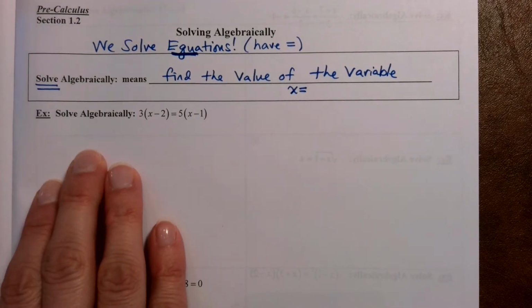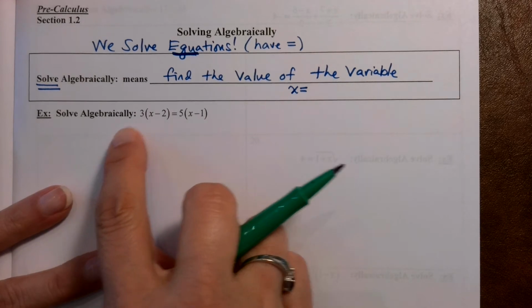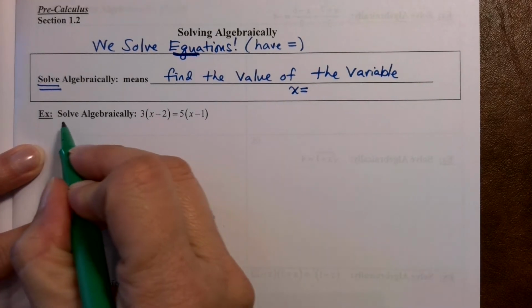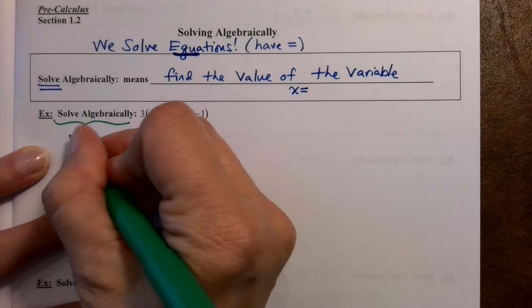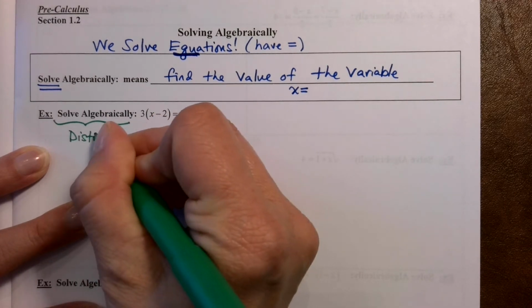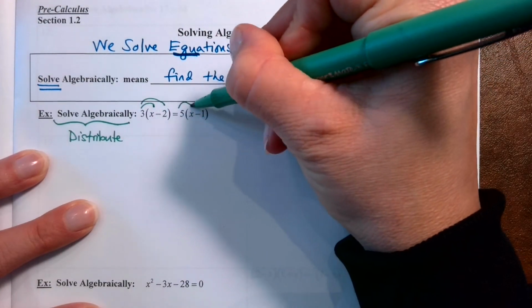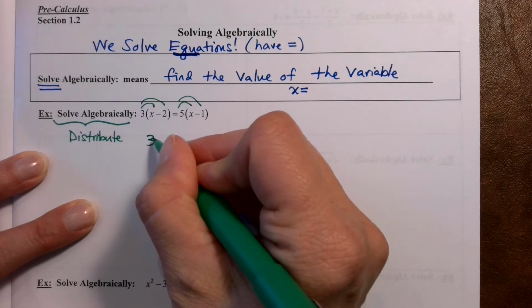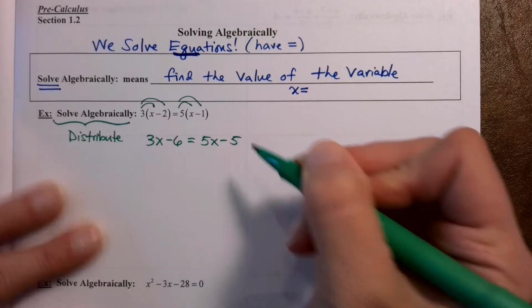To solve this equation, I noticed that it says 3 times the quantity x minus 2 equals 5 times the quantity. To solve this, a good technique would be to distribute. If you were thinking that, then you're on the right track. We're going to distribute the 3, we're going to distribute the 5. Then we'll have 3x minus 6 equals 5x minus 5.